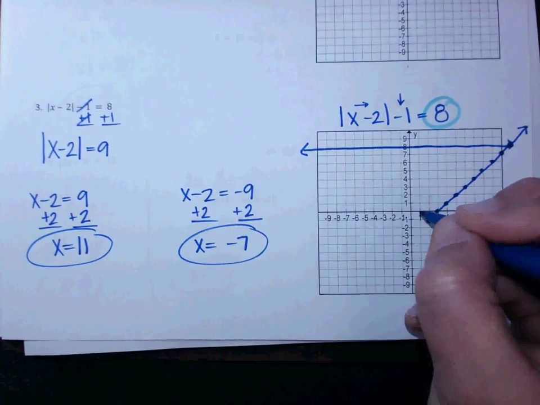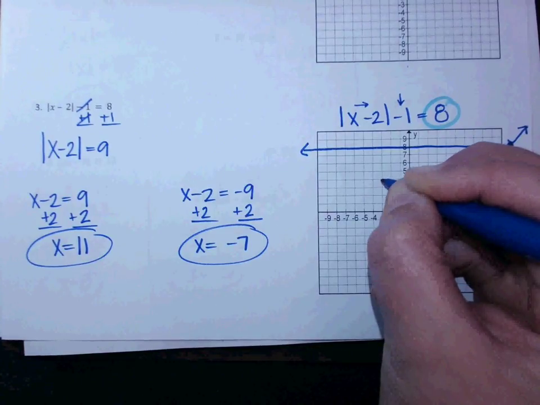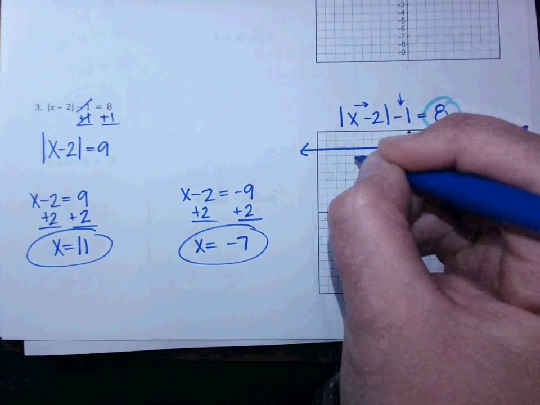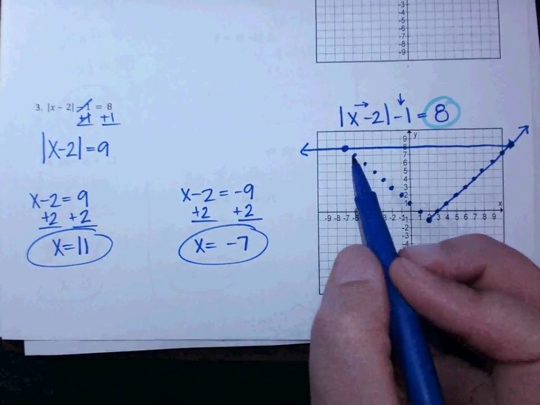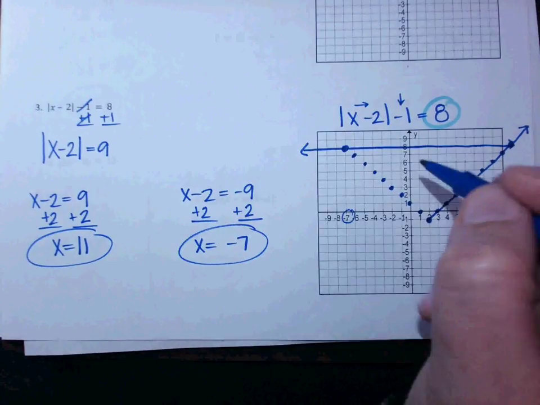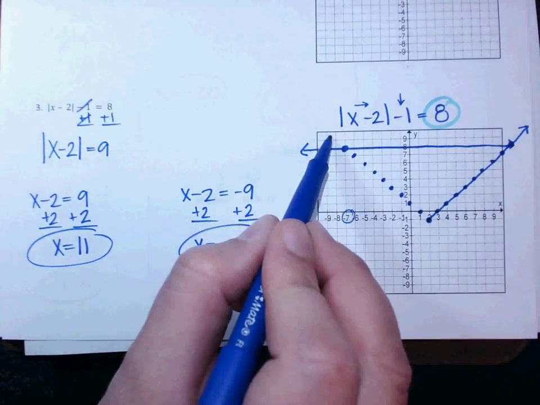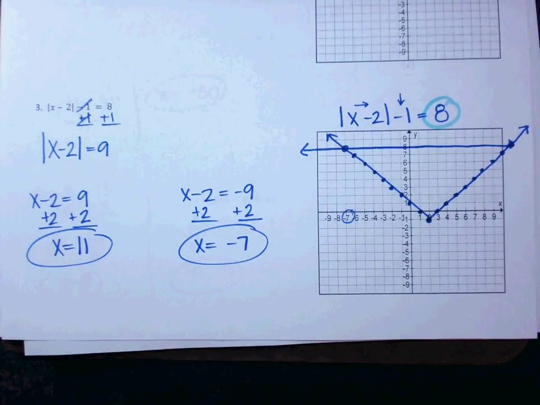Then you would go the other way. And then when the V hits the line again, I can see it happens there at negative 7. Okay?